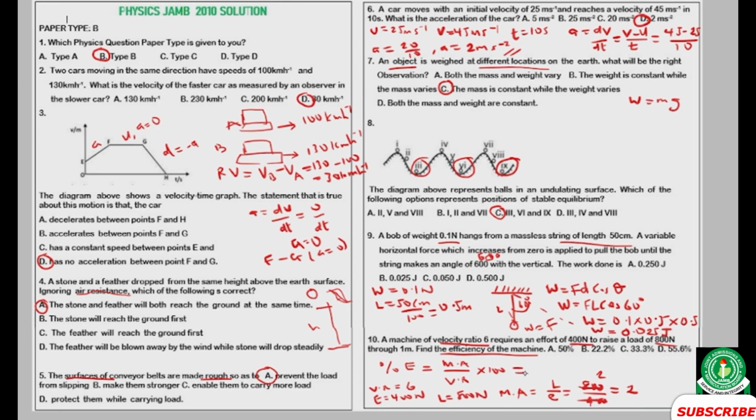So we now come back and calculate our percentage efficiency, E. Our efficiency is equal to 2, which is our mechanical advantage, all over 6, which is the velocity ratio, times 100. So 2 into 2 is 1, 2 into 6 is 3, and 100 divided by 3 is 33.3. So we have 33.3%. The efficiency is 33.3. So the answer here is 33.3%, and the option here is option C.